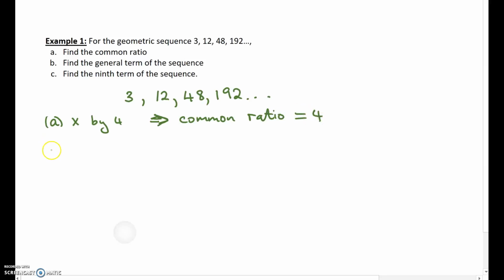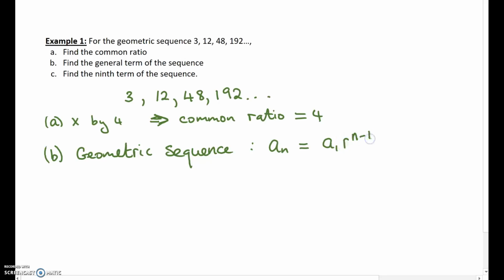Okay. Part B is to find the general term of the sequence. Well, for a geometric sequence, it's important not to get confused between geometric and arithmetic. Arithmetic, you add on the same amount every time. Geometric, you're multiplying. For a geometric sequence, the general term an is given by a1 times r to the power of n minus 1.